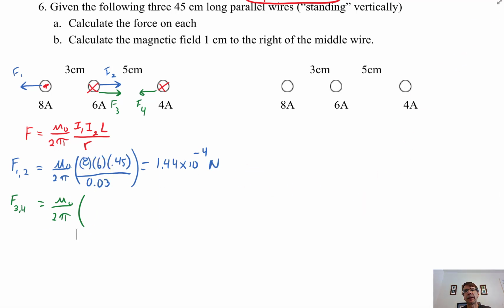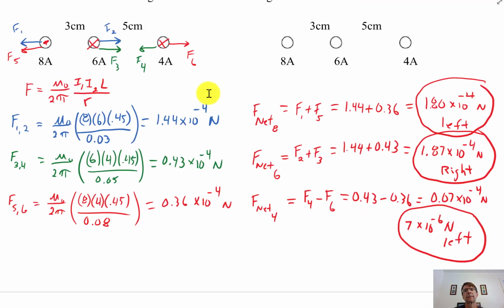Hang on, let me pause. All right, so you might want to pause or just watch for a second and then write it down. It's very similar to the electrostatics problems we did. So you had to figure out the blue ones here, the 8 amp and the 6 amp wire, currents in the opposite directions, they repel. And the shortcut equation was mu 0 over 2 pi times the product of the currents times 0.45 over their distance apart, 3 centimeters, 0.03 meters, gives you that force in blue.